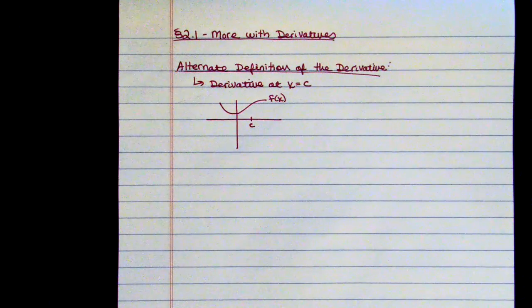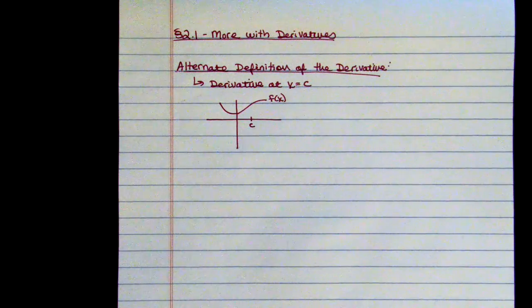So today we're going to continue with just more derivative ideas. And the first one we're going to start with is an alternate definition of the derivative. We looked yesterday at our formal definition of the derivative that said f prime of x equals the limit as h approaches 0 of f of x plus h minus f of x over h.